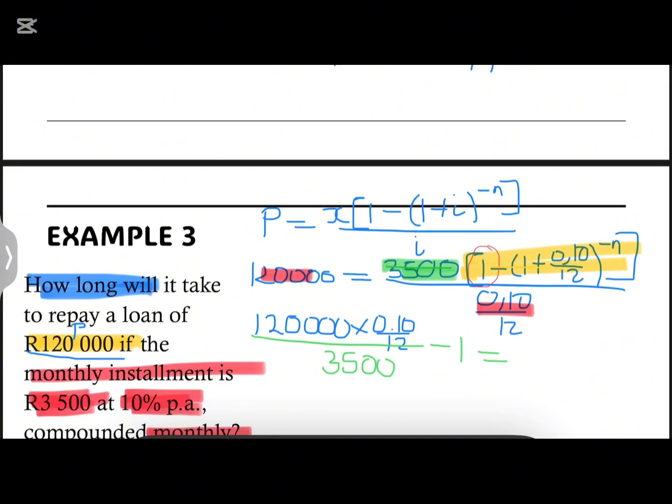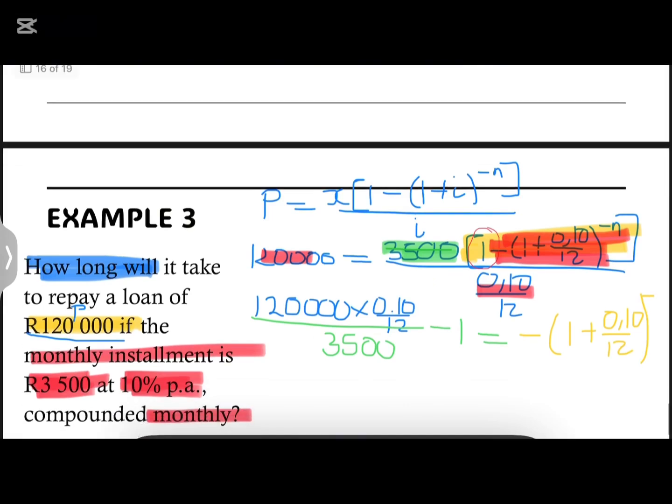Then in that case, you'll be left with this part from here to there. You'll be left with this part. So now it means you're going to have what? You're going to have negative, into 1 plus 0.10 divided by 12 to the power negative n.